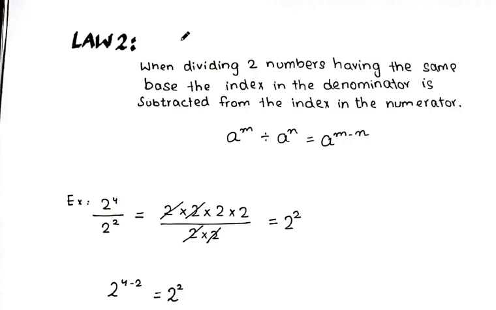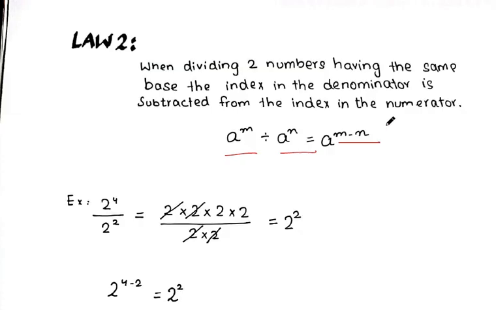Now, law number 2. When dividing 2 numbers having the same base, the index in the denominator is subtracted from the index in the numerator, which in algebraic form is written as a to the power m divided by a to the power n, which results in a to the power m minus n.